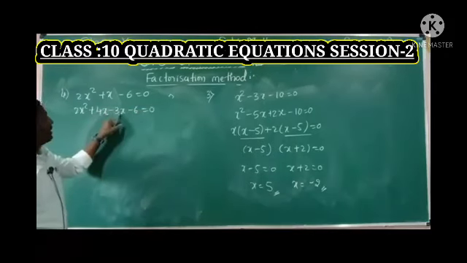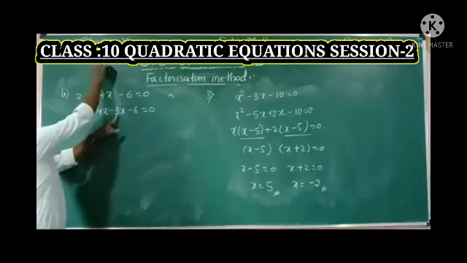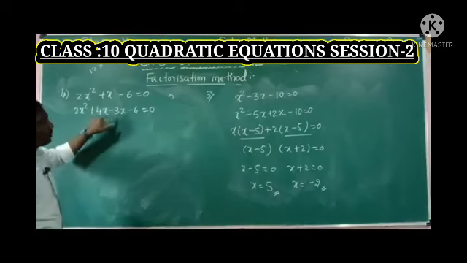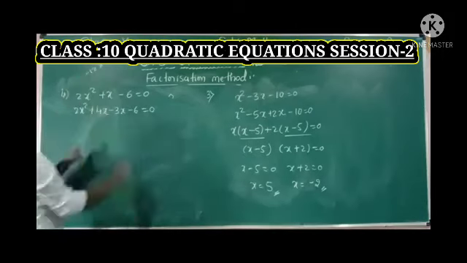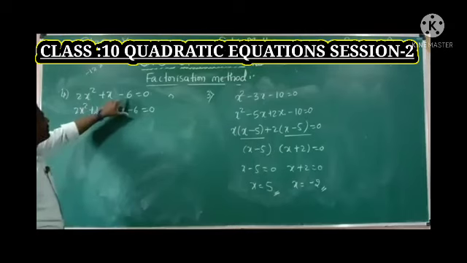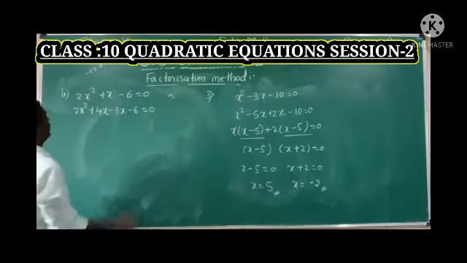4x minus 3x, x. 4 threes are 12, x square. Just multiply. 4 threes are 4 into minus 3, minus 12. Minus 12, x into x square. The product of the first term and last term, 2 sixes, is 2 into minus 6, minus 12. x square is as it is.